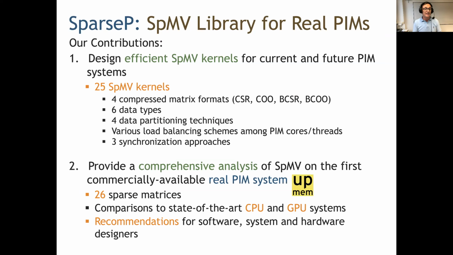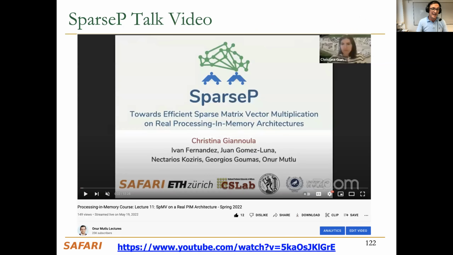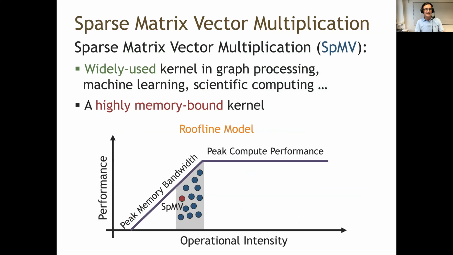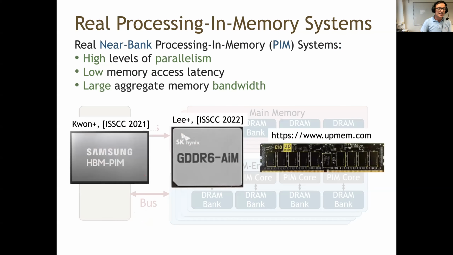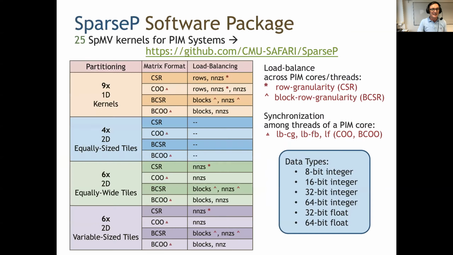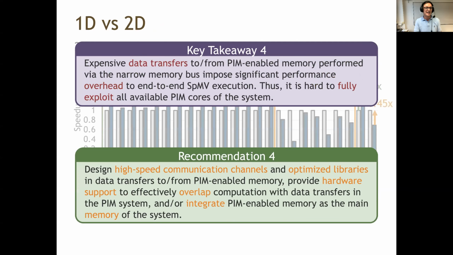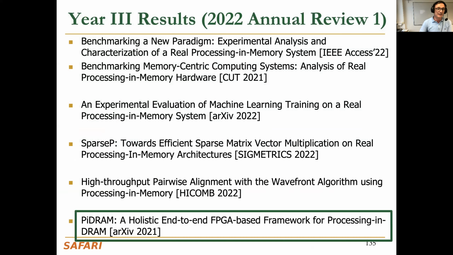And we have 25 SpMV kernels with different formats. We compare these different compression formats, for example, data types, data partitioning techniques, synchronization approaches, etc. And we provide the first comprehensive analysis across 26 sparse matrices. And we have a bunch of recommendations that I don't have, again, time to go over, but we have videos on this topic, and a paper was published this year on this topic. Again, these slides give some more insight into what we have done. But again, I don't have time to go over these takeaways, but you can look at them at your convenience.